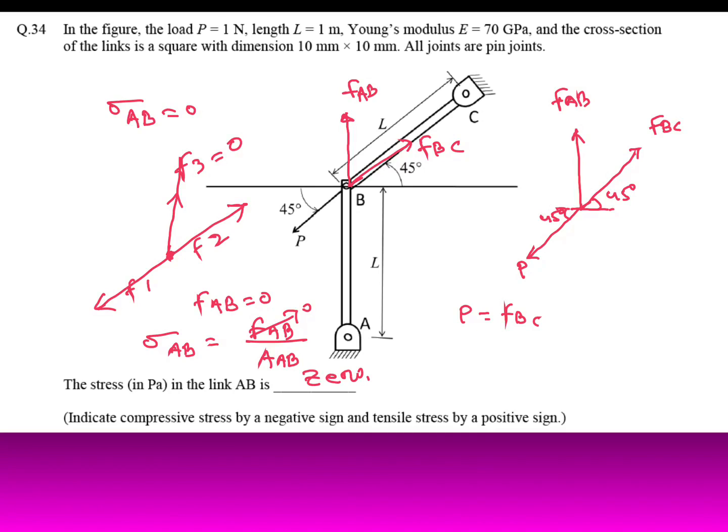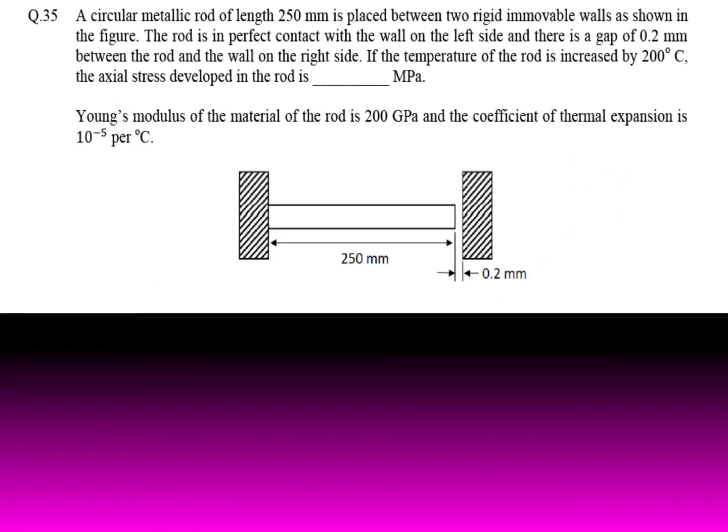A circular metallic rod of length 250 mm is placed between two rigid immovable walls as shown in the figure. The rod is in perfect contact with the wall on the left side and there is a gap of 0.2 mm between the rod and the wall on the right side. If the temperature of the rod is increased by 200 degrees Celsius, the axial stress developed in the rod, in MPa, you have to calculate. Young's modulus of the material is 200 gigapascal and the coefficient of thermal expansion alpha is 10 to the power minus 5 per degree centigrade.